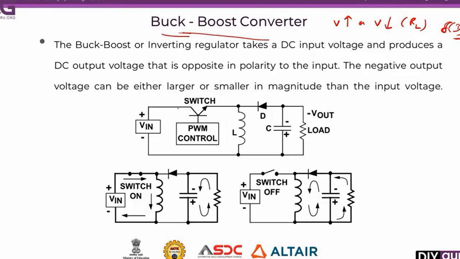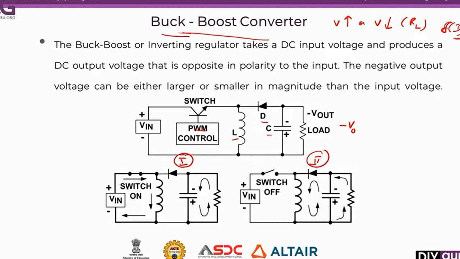Similar to the buck converter and boost converter, you will be having a switch that is controlled by the PWM control technique. We have an inductor, diode and a capacitor. See, initially you must check the polarity. The bottom side of the capacitor is positive and the top is negative. So the output voltage would be minus V0. The output voltage is negative initially. Similarly, we have two modes: mode 1 when the switch is closed and mode 2 when the switch is open.